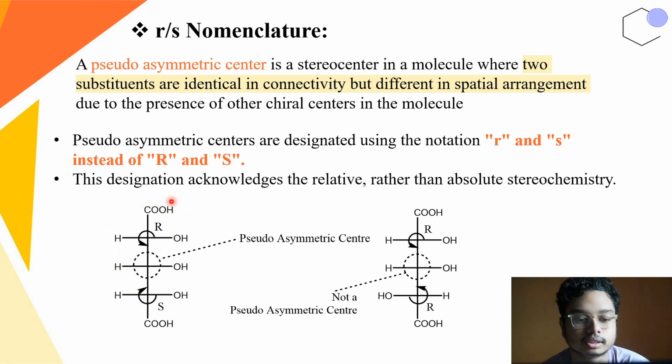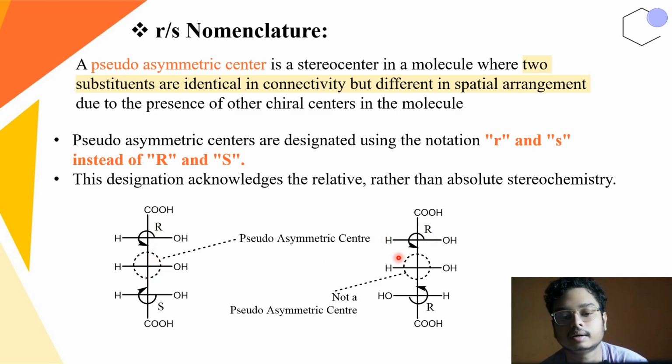So these two groups are identical, but the groups are different in configuration. Like this particular chiral center has the R configuration and this one has the S configuration. So there is a small exercise for you: just determine the priority order and validate whether this is R or S. Okay, so these two groups are identical, but the absolute configuration of these two chiral centers is different. That means this particular center becomes a pseudo-asymmetric center.